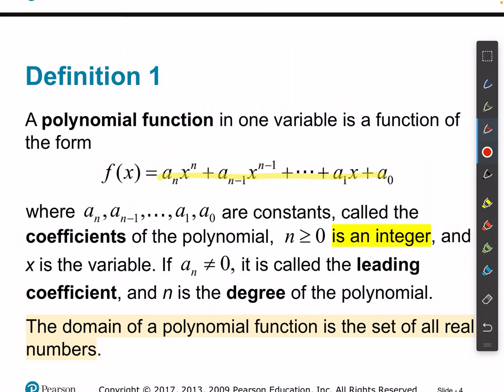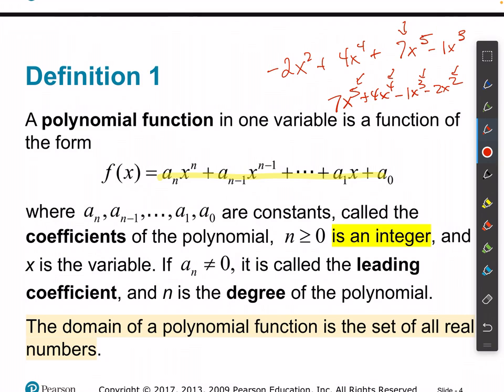So for instance, if I have something like negative 2x squared plus 4x to the fourth plus, let's just say, 7x to the fifth minus 1x to the third. If I'm going to put this into standard form, I want to move it around so that the highest degree term is first. So that would be 7x to the fifth plus 4x to the fourth minus 1x to the third minus 2x squared. Okay, so it's in order of degree.